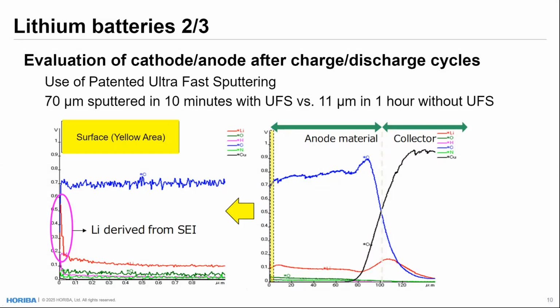And then if you focus on the extreme surface, which you can see on the left side of the screen, you see a spike of lithium in the beginning, which means lithium has been migrated, has been shifted from the solid electrolyte interface. And again, first we identified the problem, and then we found the reason for this.